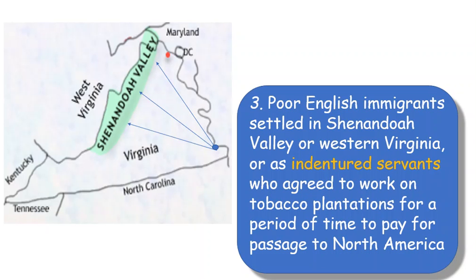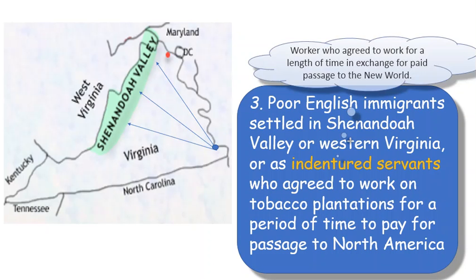Some other poor immigrants from England also agreed to work as indentured servants. An indentured servant was a worker who agreed to work for a noble, for a plantation owner, for a length of time, usually about 7 years, in exchange for their passage being paid to the New World. So in other words, they exchanged their labor for a ticket on a boat to come across the Atlantic Ocean, and after a period of time, they would be free to pursue their own economic interests.